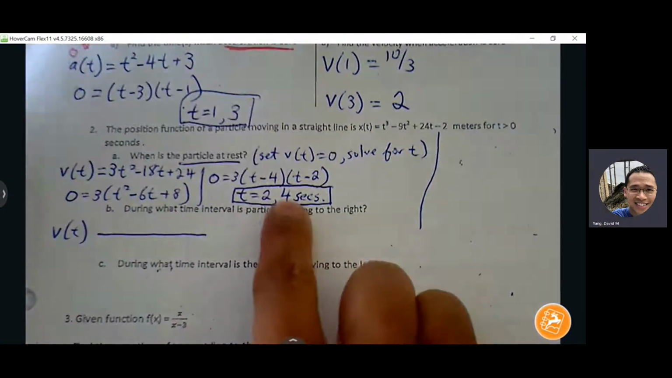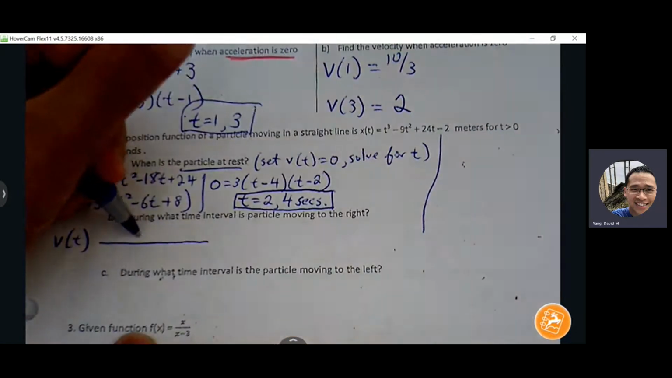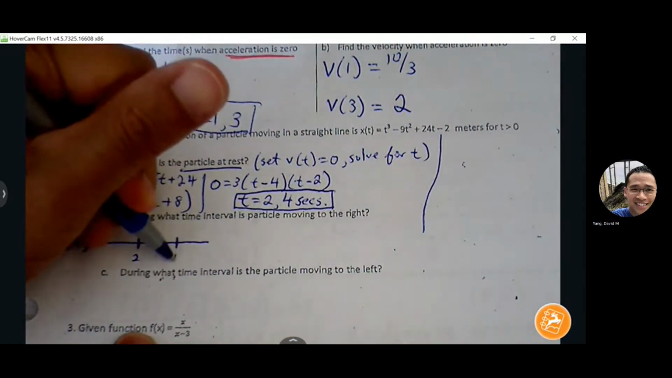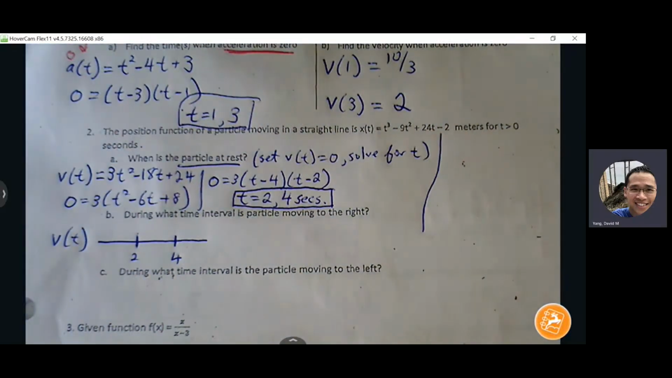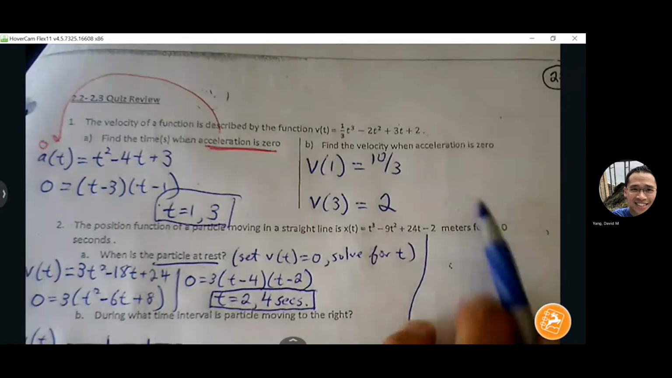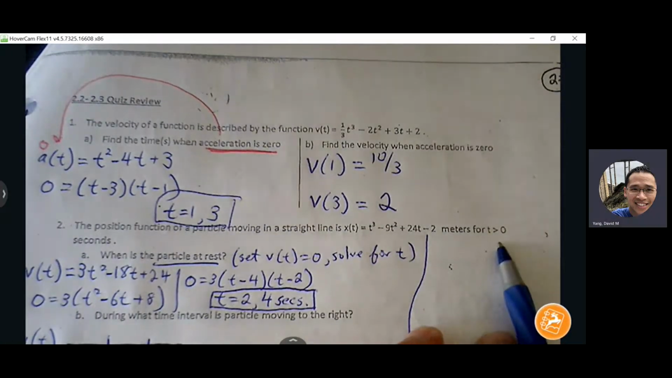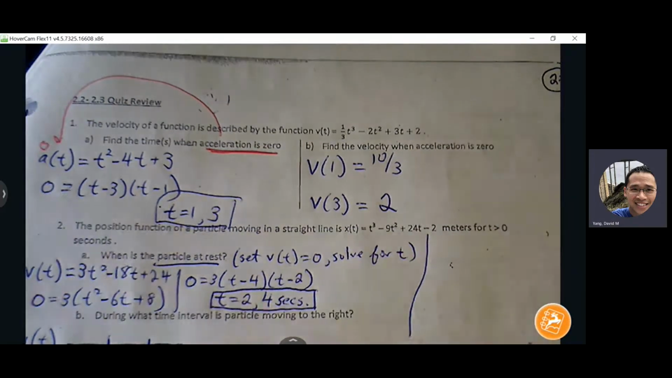I'm going to put what I gather from part A onto my velocity sign line. Is there any other number that we can put onto this number line? And why? Greater than zero, that's a starting point, right? It's a boundary for this problem. So we're going to have to put zero.